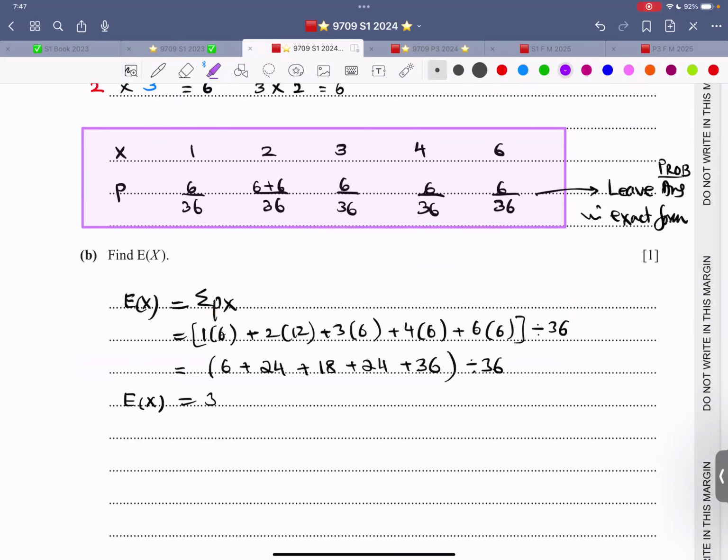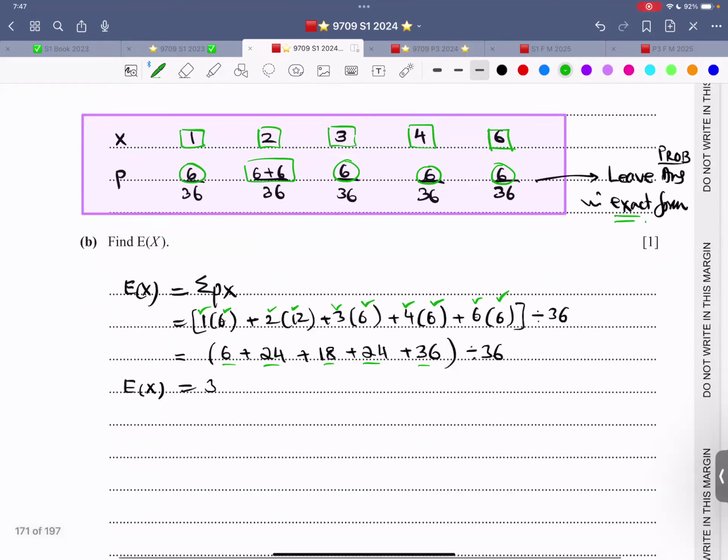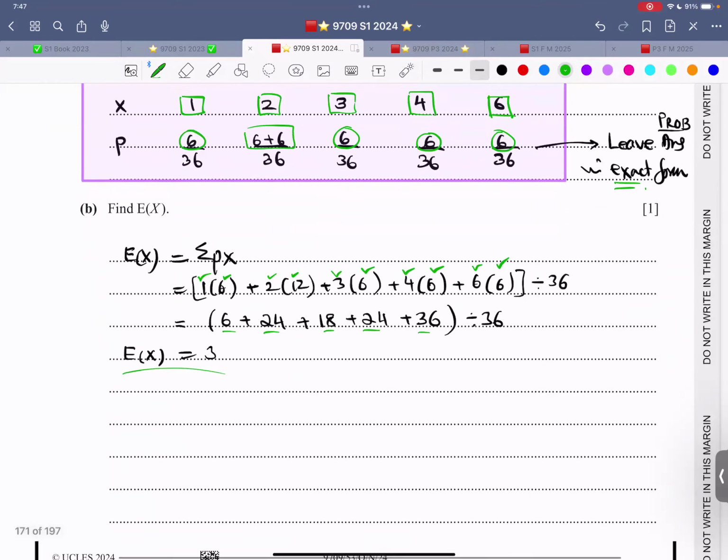Now look at the working over here. Let me choose a red color thing. So this one, red is already used. So let me choose green. This 1 is multiplied with 6. This 2 is multiplied with 12. This 3 is multiplied with 6. This 4 is multiplied with 6. This 6 is multiplied with 6. So that is what is happening in all of this. Now show all this working. Then show what you obtain after multiplication. Divide once by 36. That is the usage of this exact form. And you get expectation as 3.